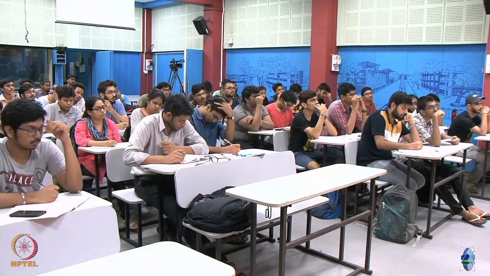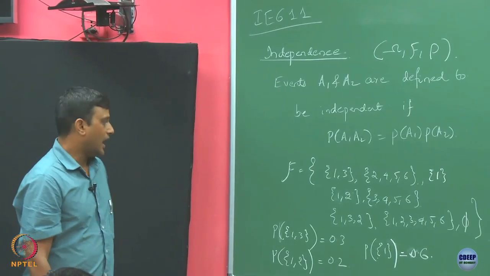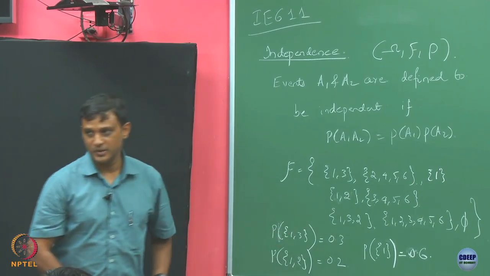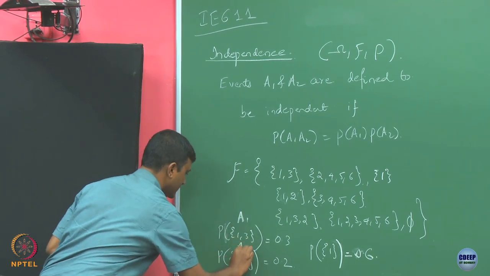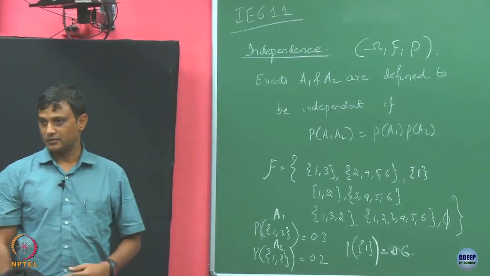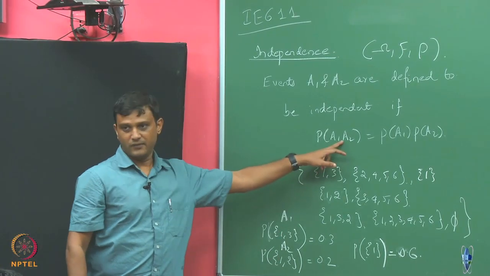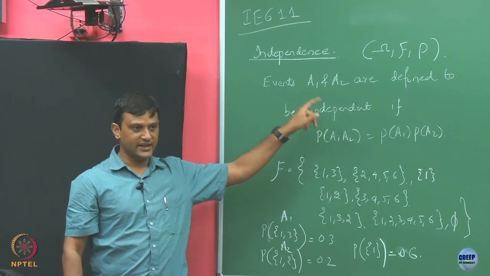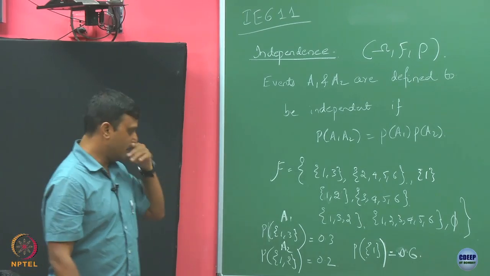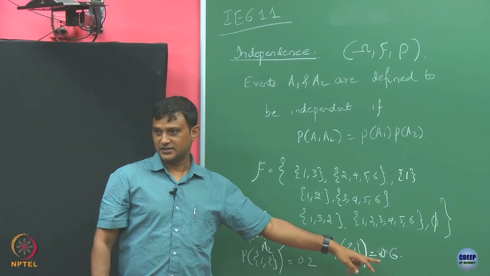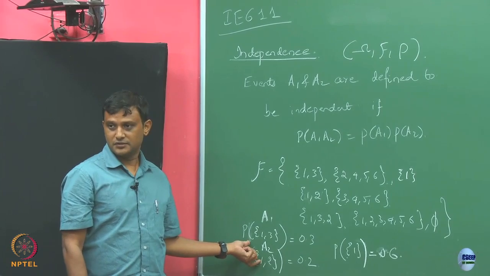Okay. Now according to this definition of my probability, are my events {1, 3} and {1, 2} independent? So let's take this to be A1 and let's take this to be event A2, okay. I have defined these probabilities. What is the event A1, A2? When I say A1, A2, it means the intersection of A1 and A2. What is A1, A2? And what is the probability of that event? 0.6. Now, is this 0.6 going to be the product of these two?